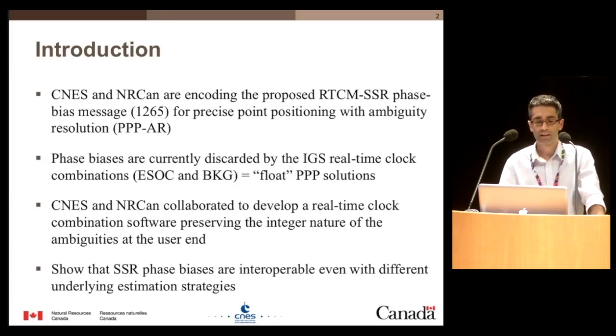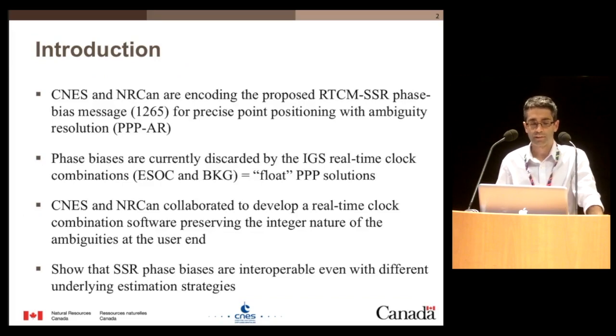Well, CNES and NRCan are two analysis centers that are encoding the proposed RTCM SSR phase bias message for precise point positioning with ambiguity resolution. These phase biases are currently discarded by the IGS real-time clock combinations done by ESOC and BKG, so that users are constrained to doing float PPP solutions. Because of this, CNES and NRCan have collaborated to develop a real-time clock combination software that preserves the integer nature of the ambiguities at the user end.